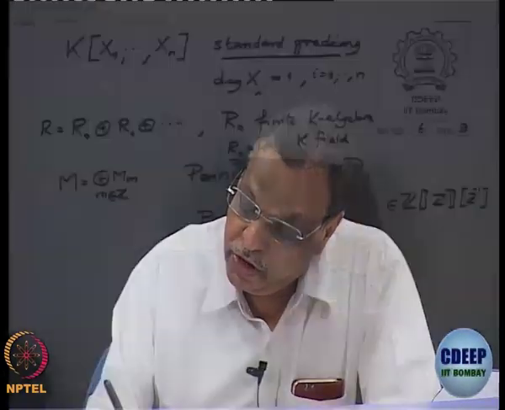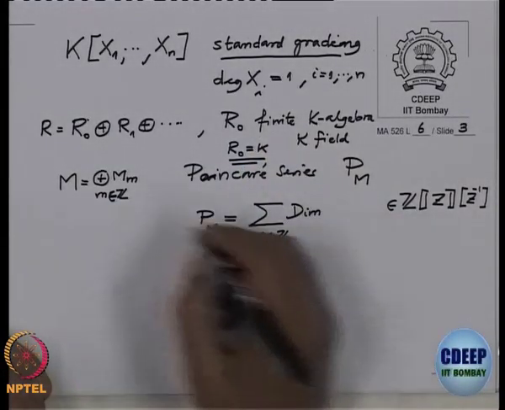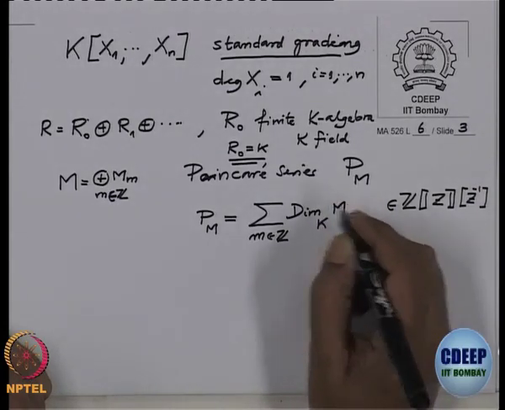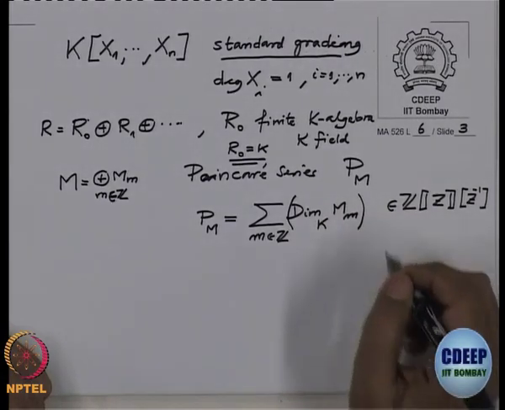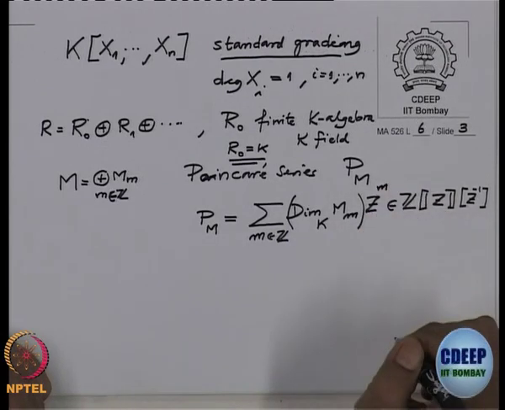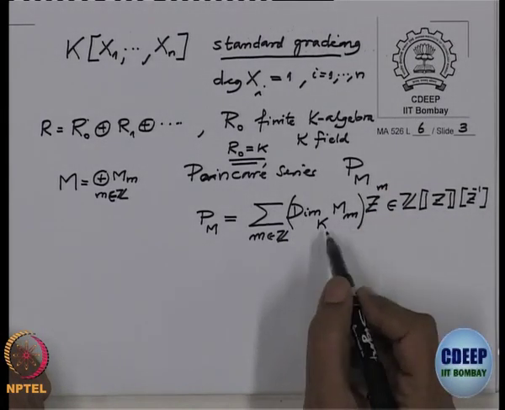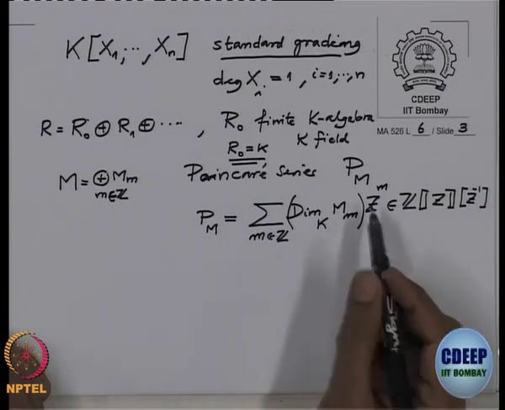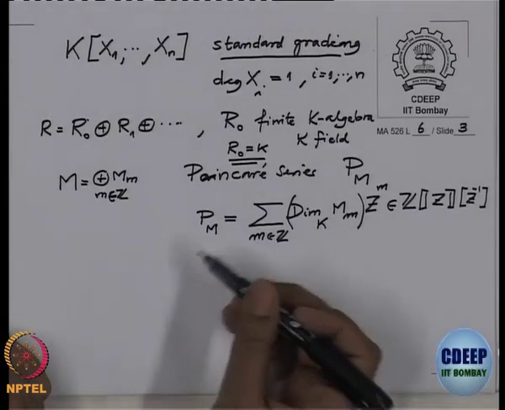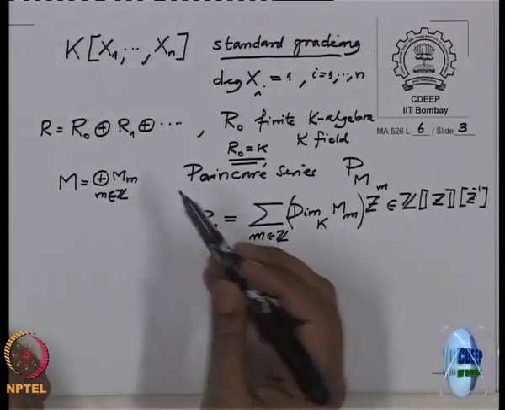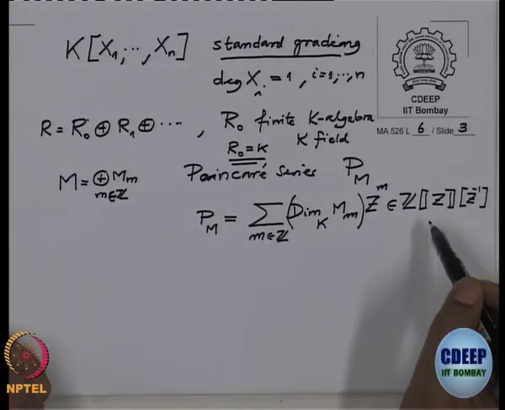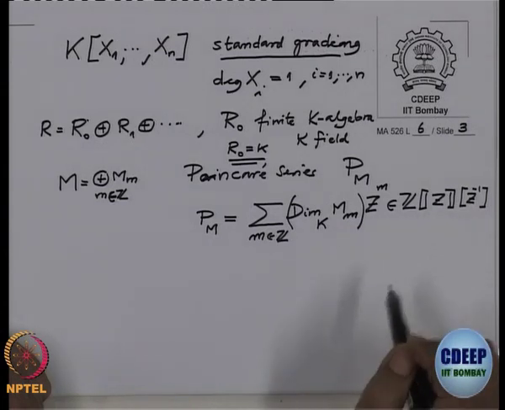I will recall Artinian rings just before I start the general case. So, if R naught is a field, then these Mn are K vector spaces. Take their dimensions; this is some integer, the coefficient of Z power n. So it is a power series in Z with integer coefficients, but remember this power series has some negative terms, and there are only finitely many because of our assumption that M is finitely generated. Therefore, it is a Laurent polynomial in Z.